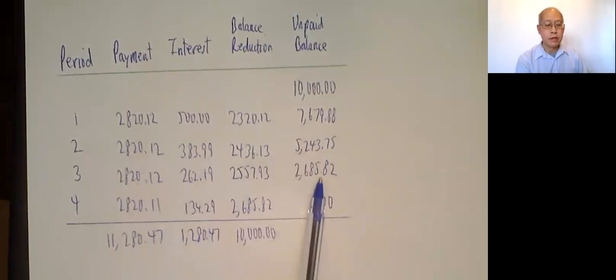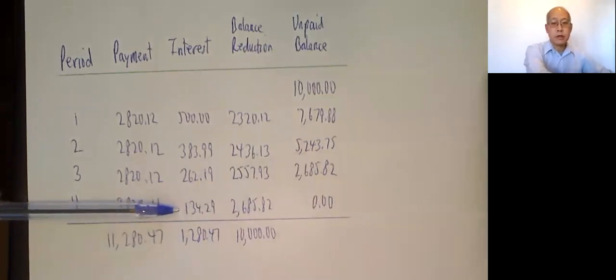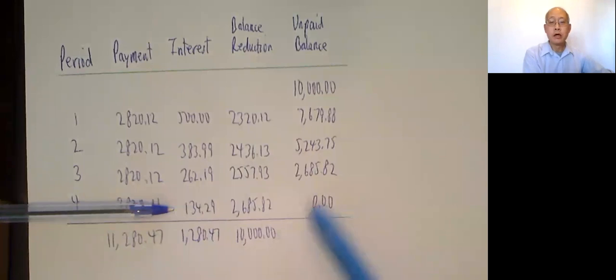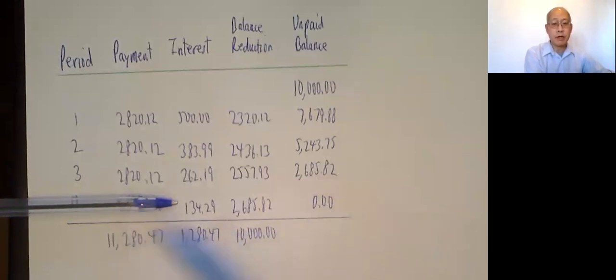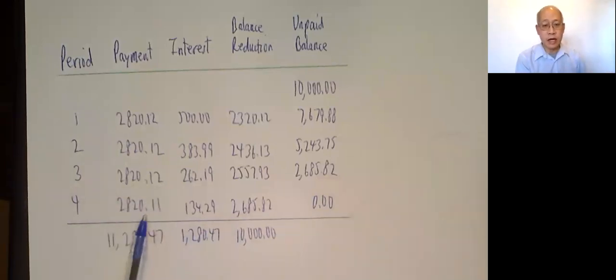And now for the last payment, pretend you don't know this amount. And you know the unpaid balance is going to be 0. So automatically, the balance reduction has to be the whole thing, 2685.82. Do 5% of this as normal. Comes out to be 134.29. And now, to get the payment, you add these two, and it comes out to be 2820.11, so it's a penny off.